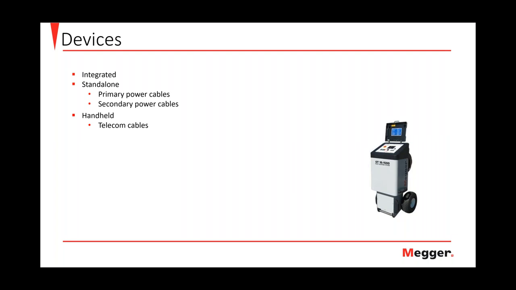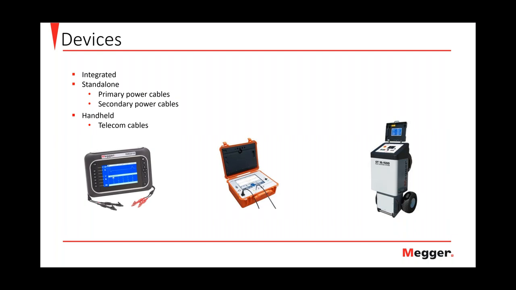As far as the devices go where we can see these, there's a couple different styles. We have integrated devices, we have standalone devices for use on primary and secondary power cables, and we have handheld devices that are commonly used on telecommunication cables. Here we have some examples. This would be an example of an integrated device. This is our SmartThump 16. Here's a standalone device for primary power cables. This is a Teleflex. These are commonly used on overhead and underground distribution cables. And then this would be an example of a handheld device that would be used on telecommunication. The focus of this presentation is going to be the integrated and the standalone models.